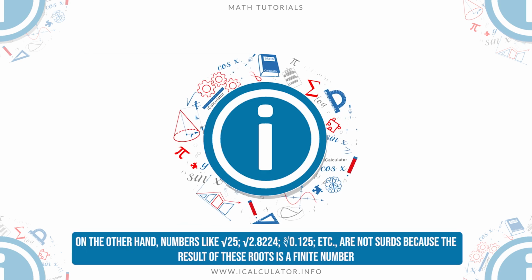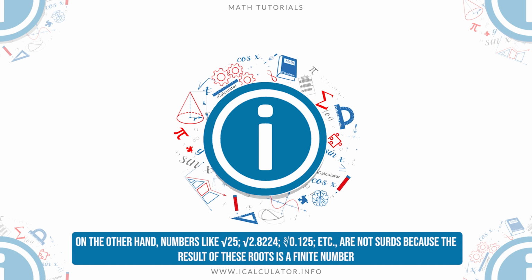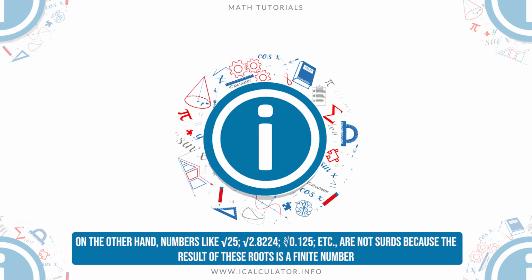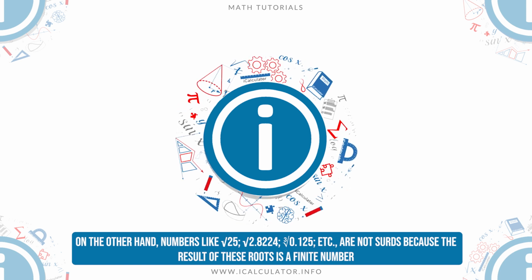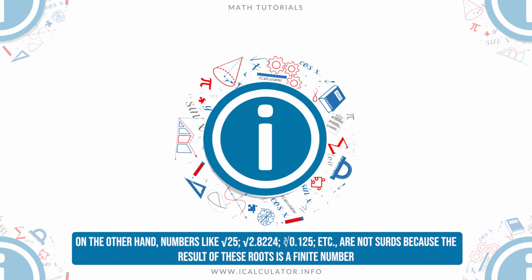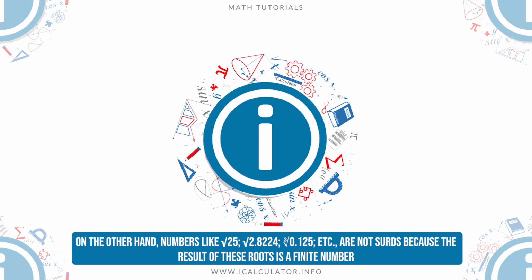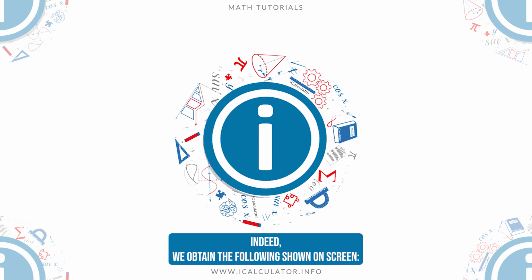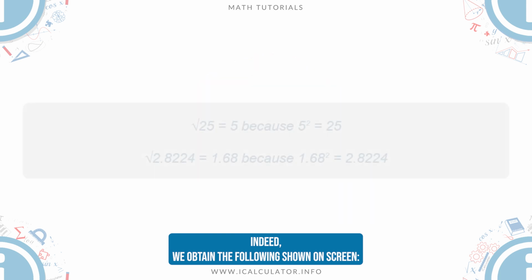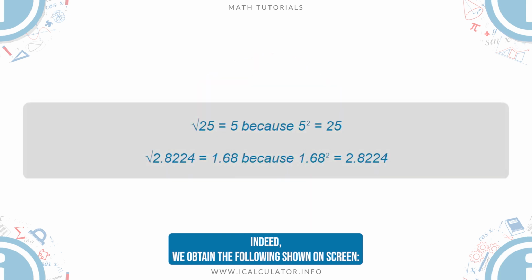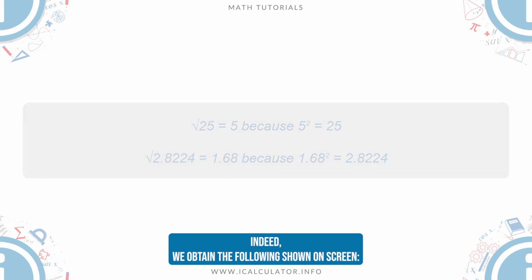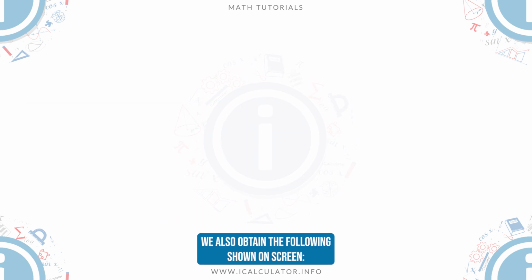On the other hand, numbers like square root of 25, square root of 2.8224, cube root of 0.125, etc., are not surds because the result of these roots is a finite number. Indeed, we obtain the following shown on screen. We also obtain the following shown on screen.